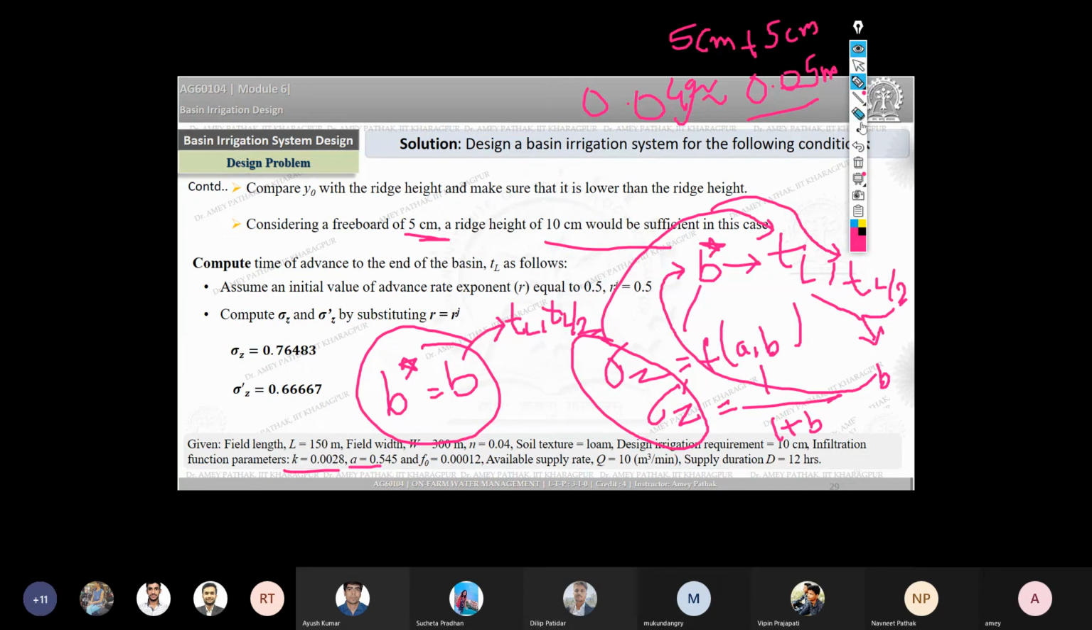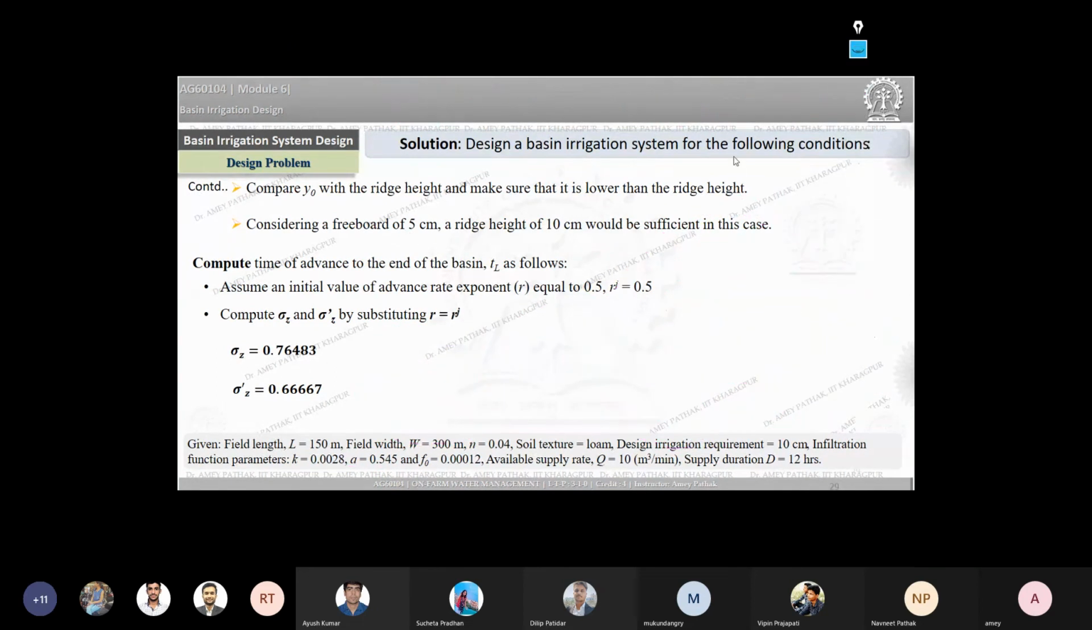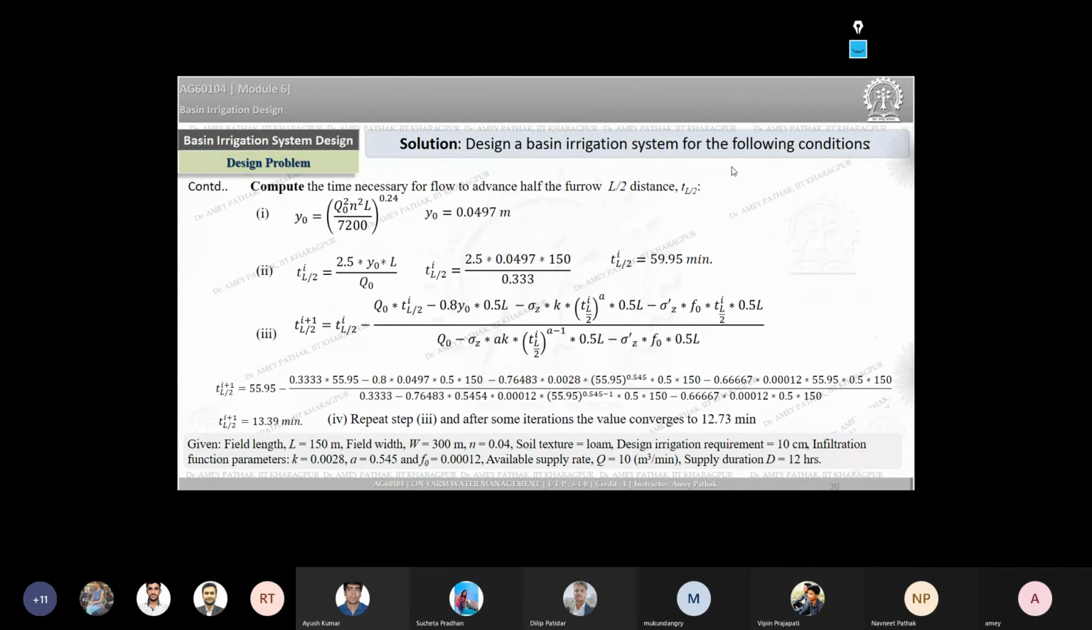So why are we calculating TL and TL by 2? Because we have to decide what should be the time of cutoff. Time of cutoff is essentially related to the tau requirement plus TL. Now TL we have calculated, and our next step is to calculate the tau requirement.